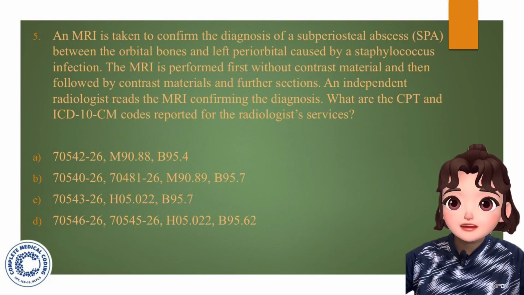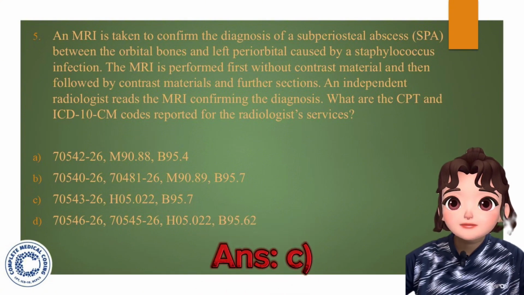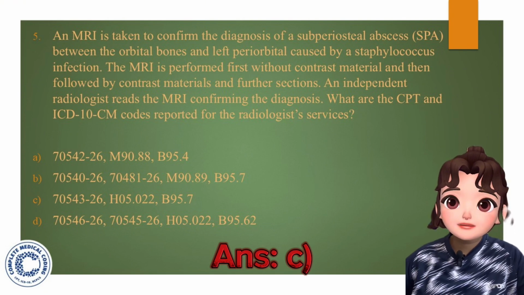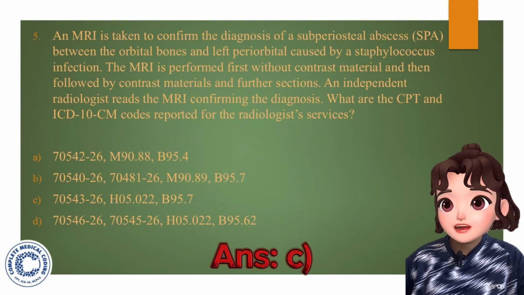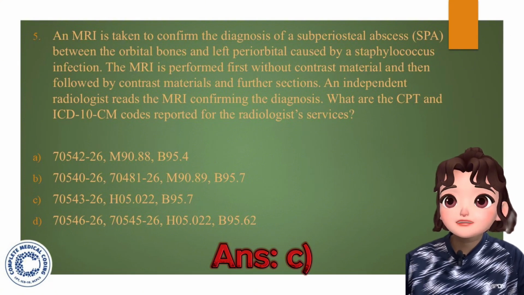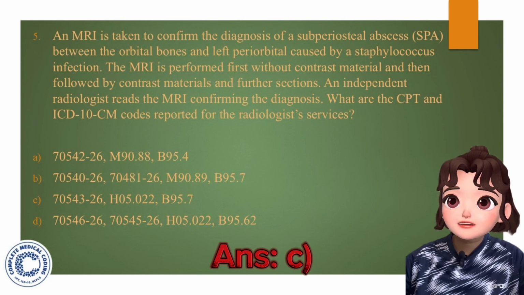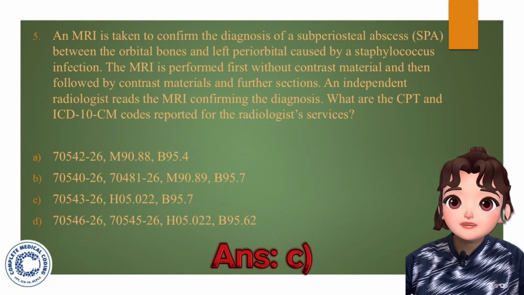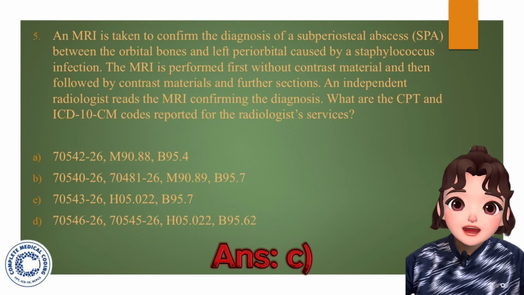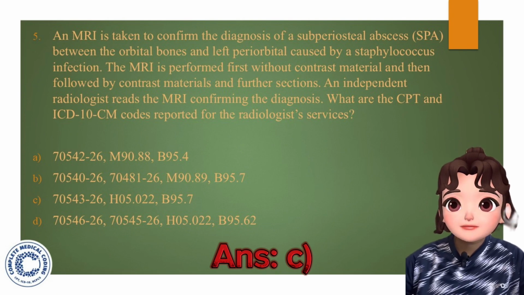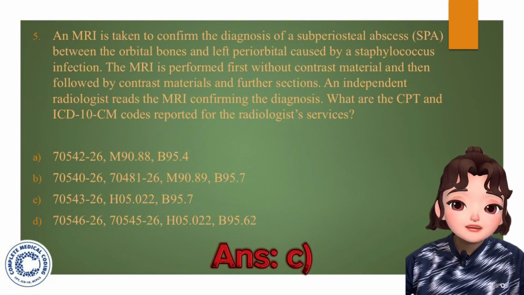So our correct answer is option C. 70543 with modifier 26, H05.022 and B95.7. Osteomyelitis of left orbit, that is left periorbital. The ICD H05.022 is osteomyelitis of left orbit. That is what is mentioned, diagnosis periosteal abscess. Okay, that is same as osteomyelitis. So answer is option C.